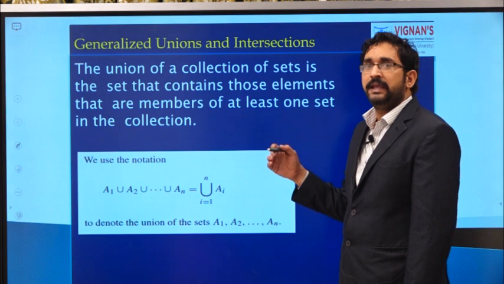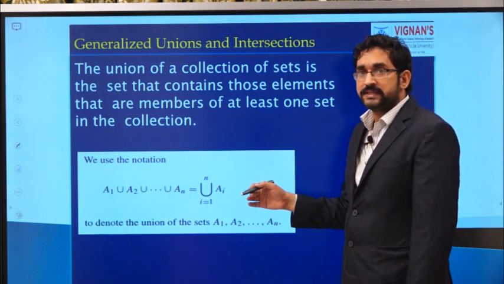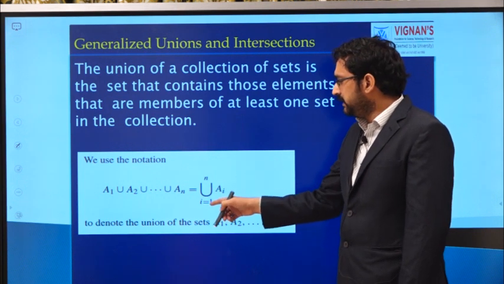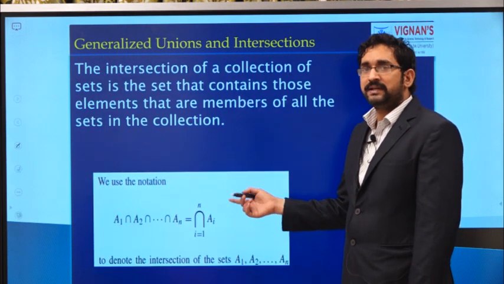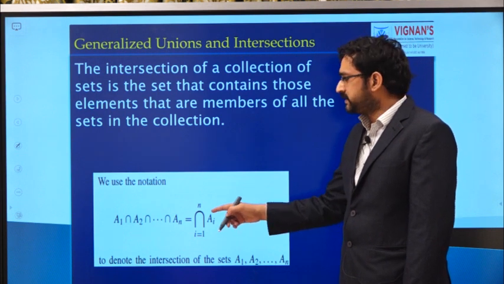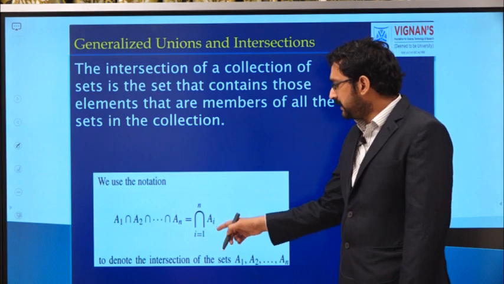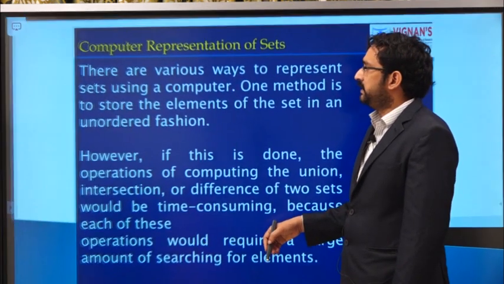If we have A1, A2 and so on up to An, that is n number of sets, their generalized union is represented by the union from i equals 1 to n of Ai. This is about generalized intersection. So if we have n number of sets A1, A2 and so on up to An, their intersection is represented by the intersection from i equals 1 to n of Ai.